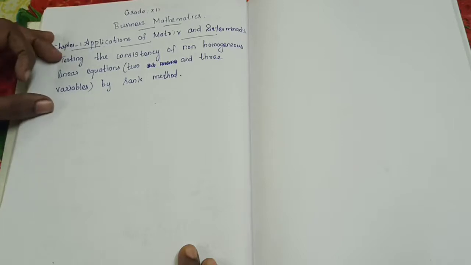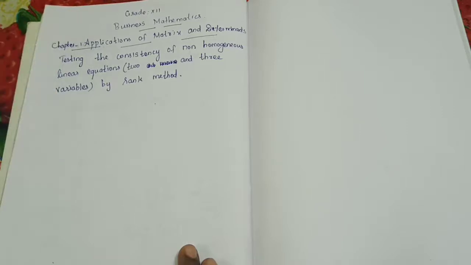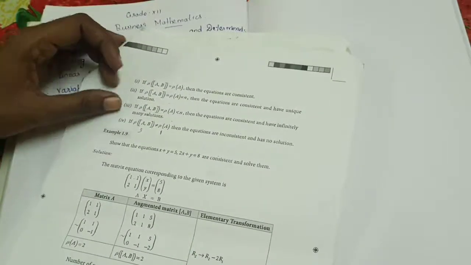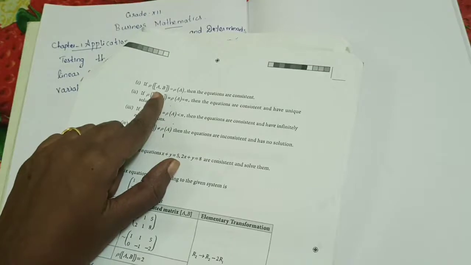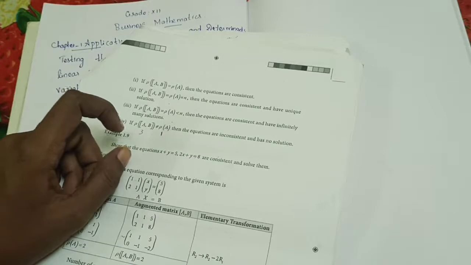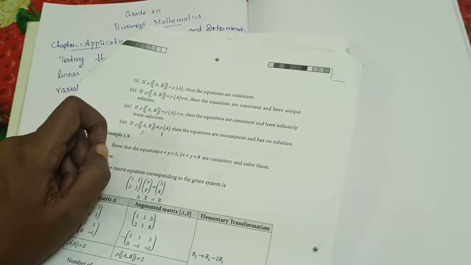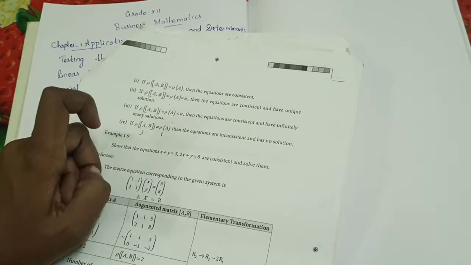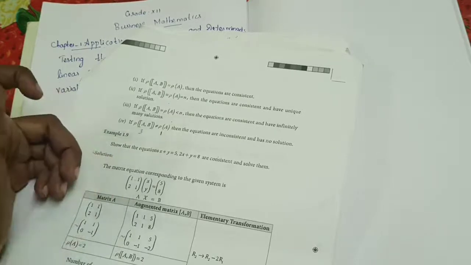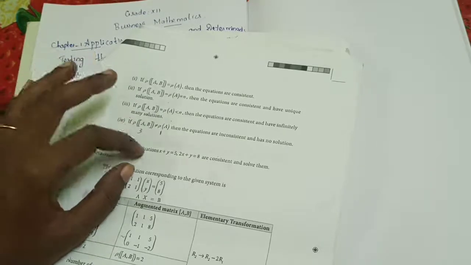First thing is testing the consistency of a non-homogeneous linear equation by using the rank method. Here the very important thing is these 4 conditions. How do you say whether the given system of equations is consistent or not, and whether it has a unique solution? How will we test? For that we are going to use these 4 conditions.